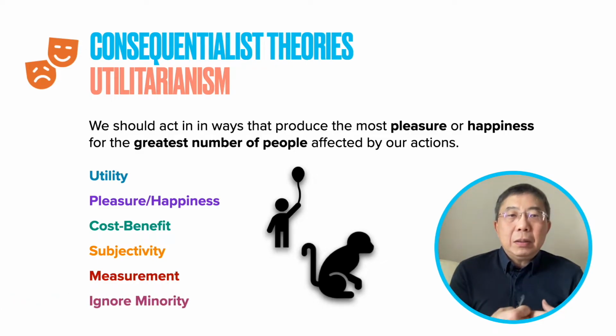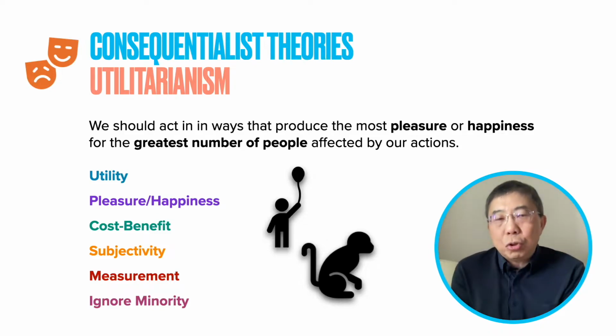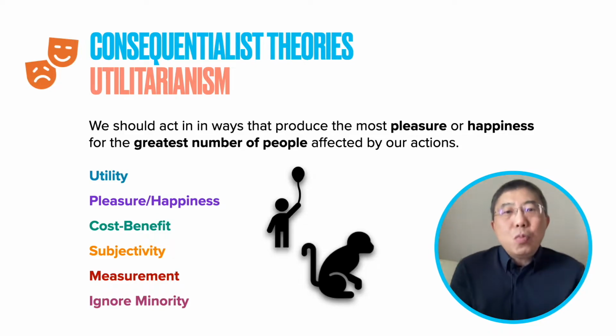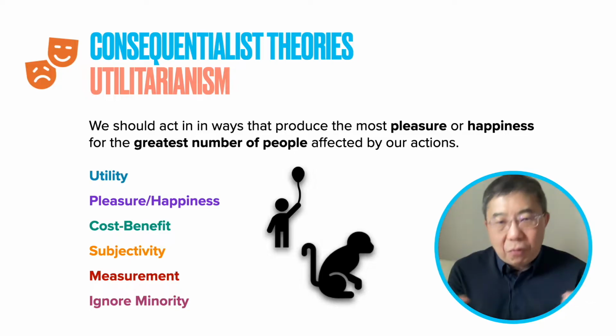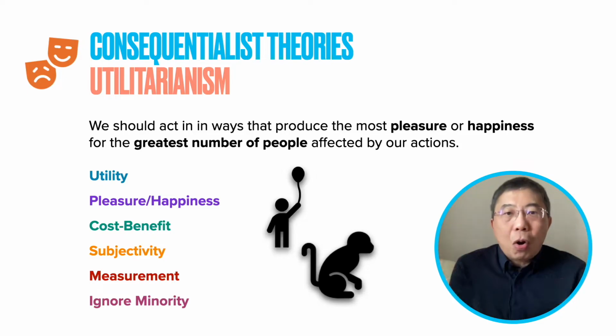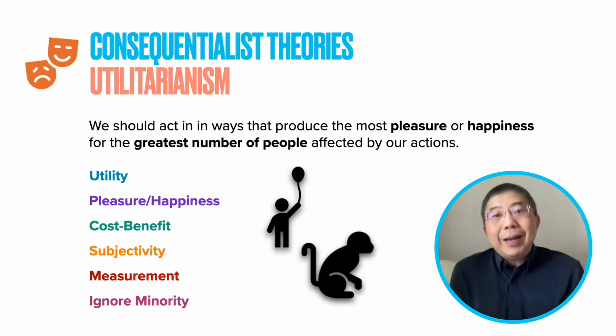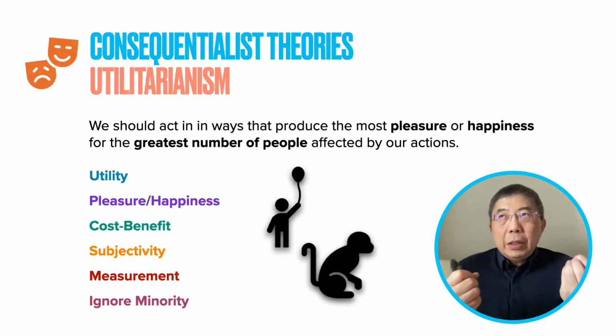And finally, we do ignore minorities. We do ignore groups that are somewhat powerless. If you're looking at the children, for example, they are weak. They cannot demand wages. So we ignore their pleasure and happiness. The animals cannot talk, cannot tell you their feelings or their suffering. So they are ignored. Okay.